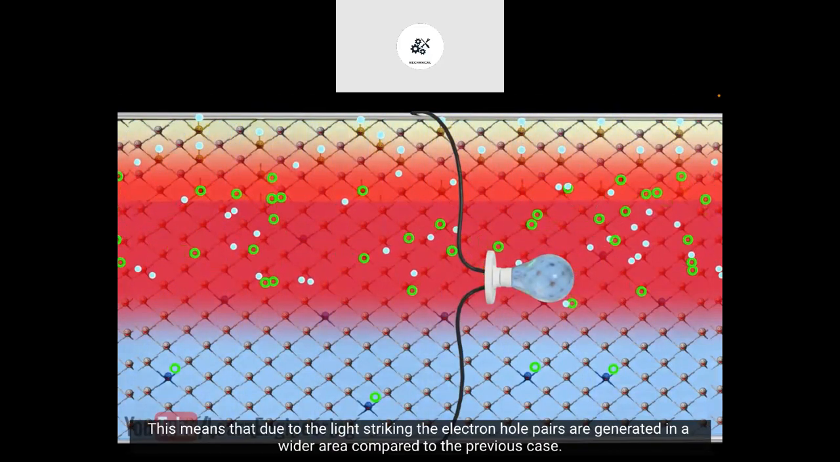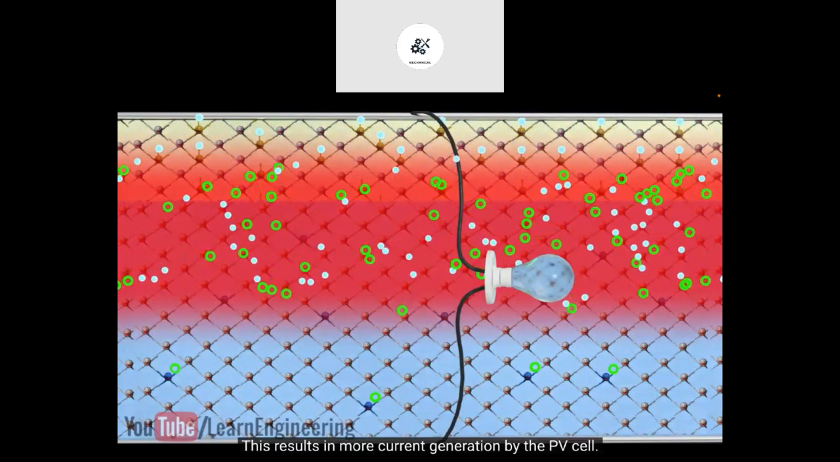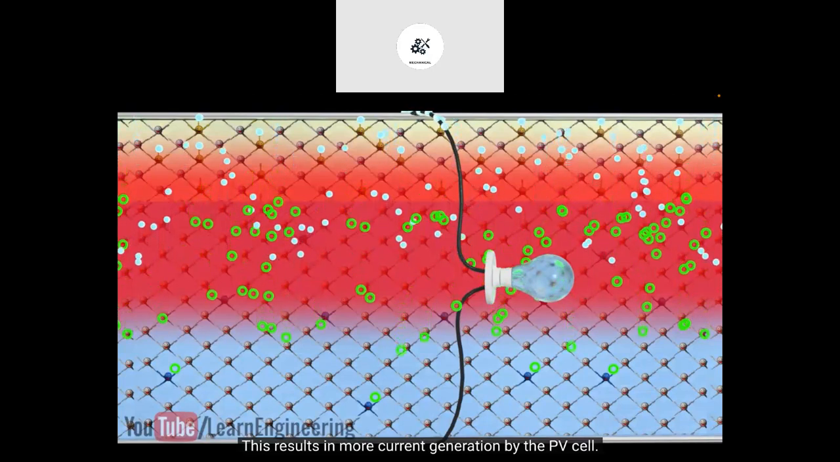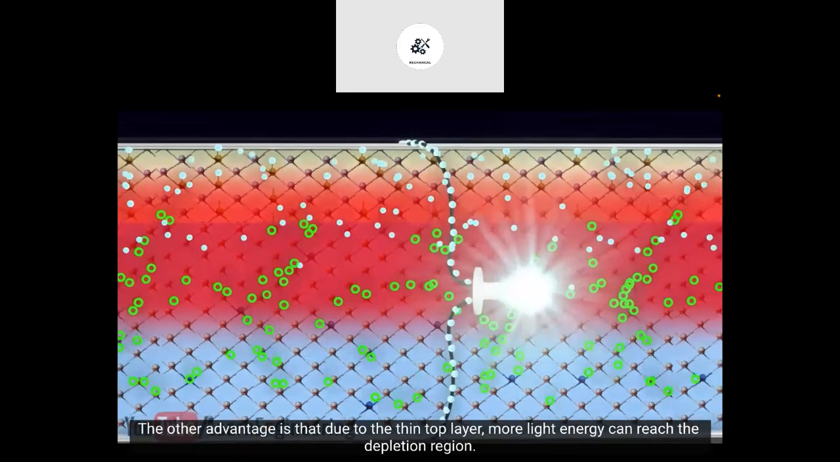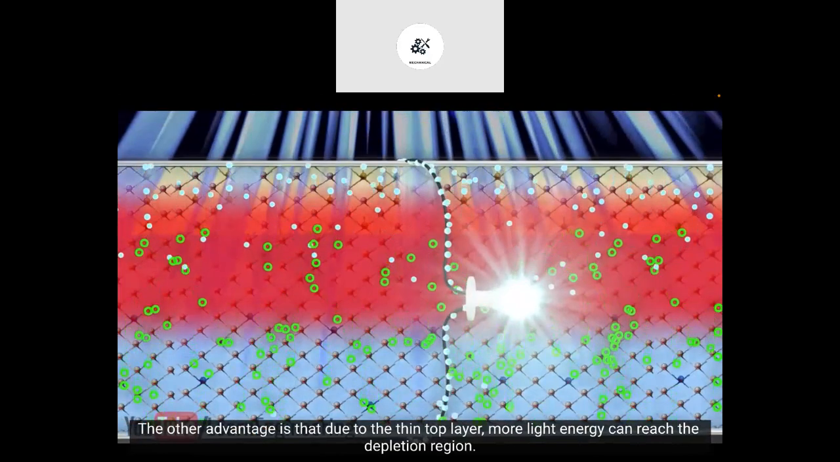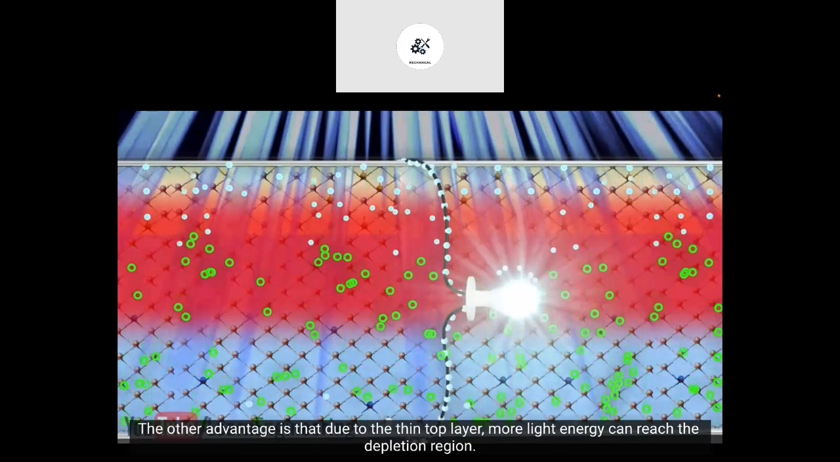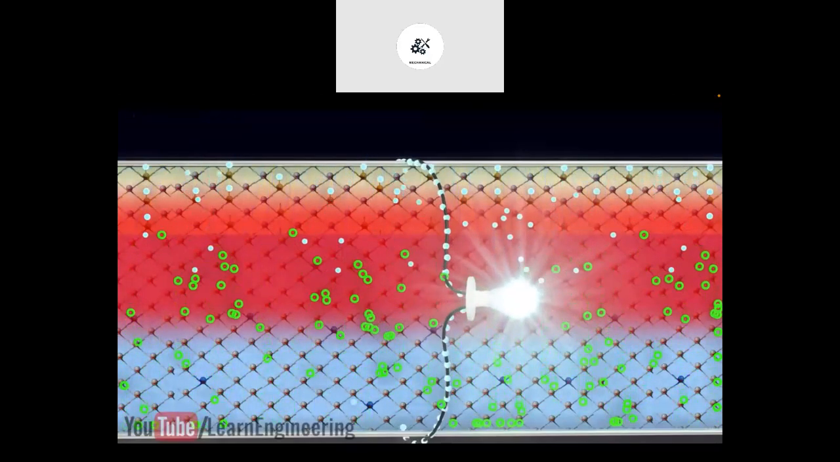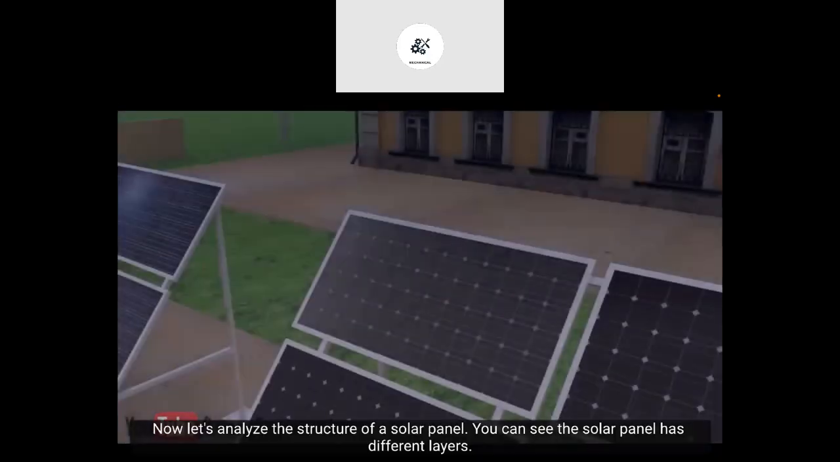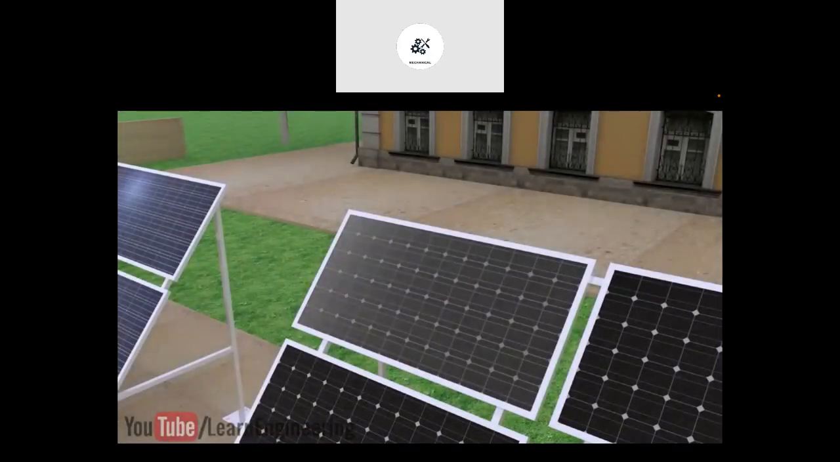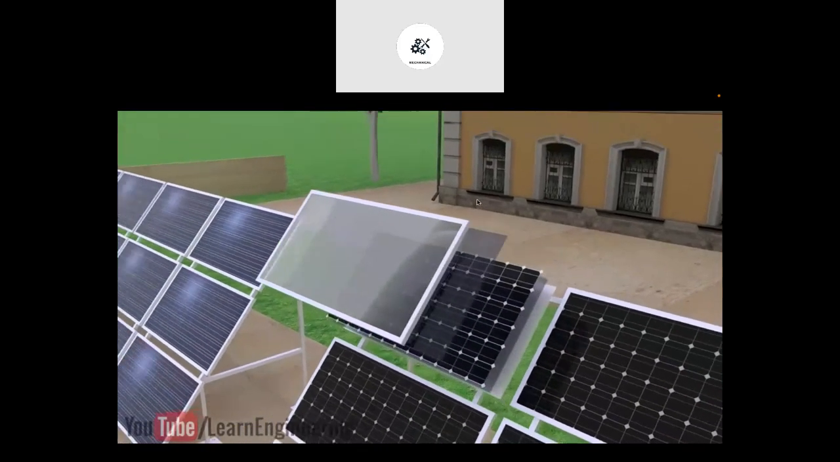This means that, due to the light striking, the electron-hole pairs are generated in a wider area compared to the previous case. This results in more current generation by the PV cell. The other advantage is that due to the thin top layer, more light energy can reach the depletion region.